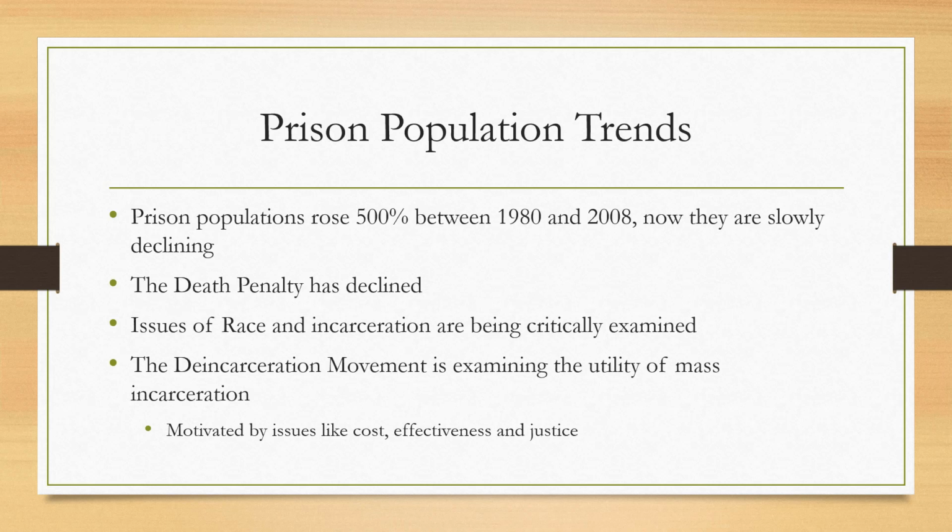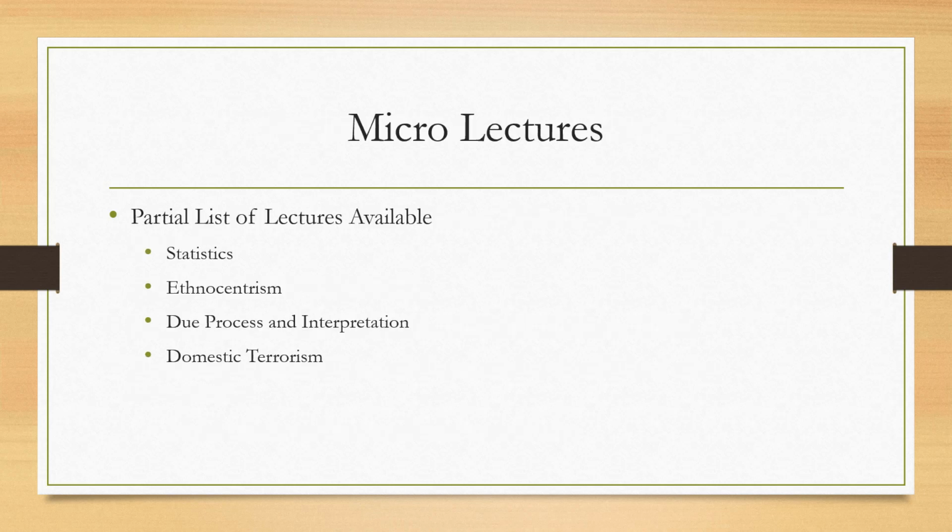Prison populations. We do know that prison populations skyrocketed 500% between 1980 and 2008. Very slowly they seem to be going down. We do know that the death penalty is applied less and less. We know that people are looking at issues of race and incarceration. That's something that we're going to certainly talk about when we get to incarceration. We know that we're really starting to ask the question, does it make sense to lock up large numbers of people? Is it cost effective? Does it serve the interests of justice? Does it help them? Does it help their victims?